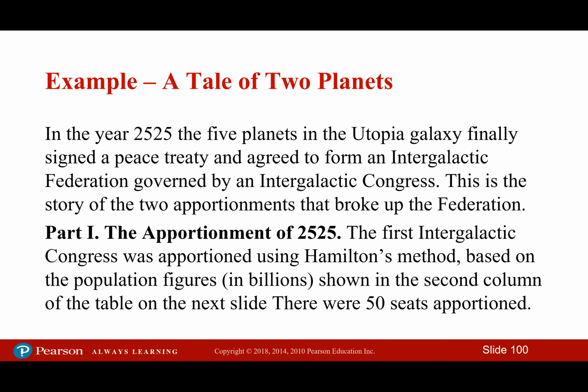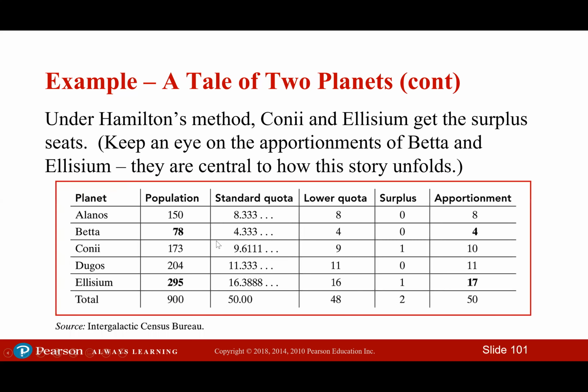All right. So the apportionment of 25, shown in billions. There it is. Under Hamiltonian's method, everybody gets the lower quota. Then the ones with the highest remainders, 0.6, 0.388, they get the extra seats.